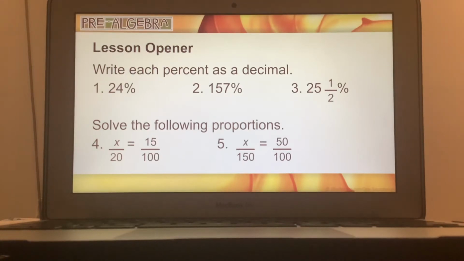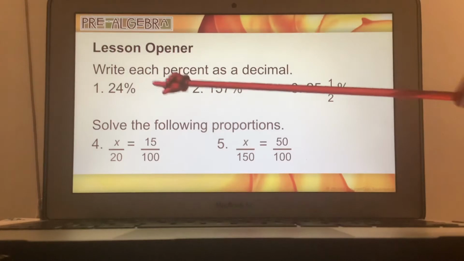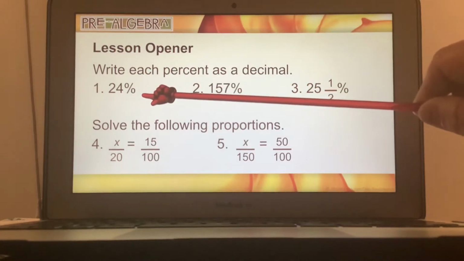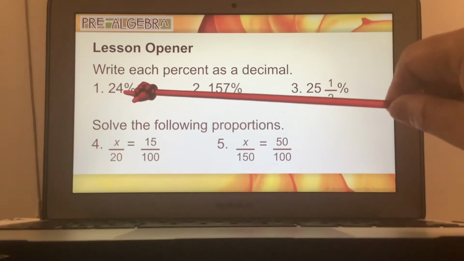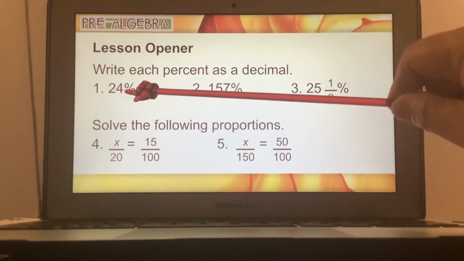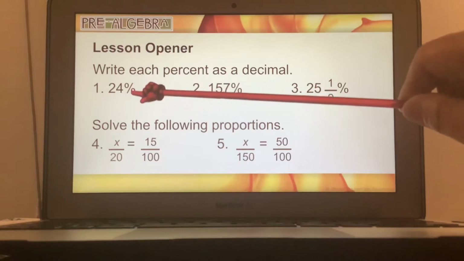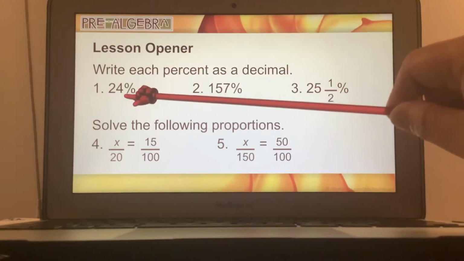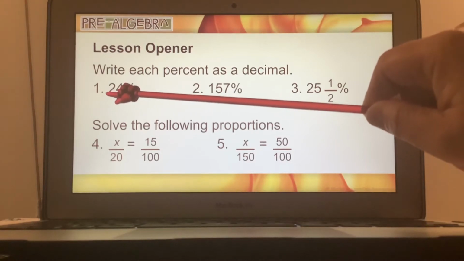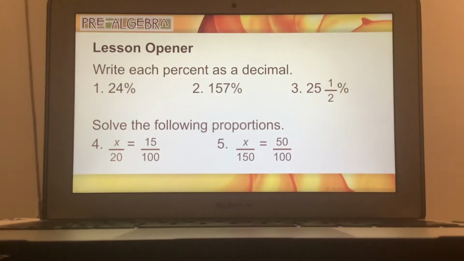We talked about these in the last lesson, 7.1. Let's take, for example, 24%, and we want to convert that into a decimal. Remember, when you have a percent and you want to convert it to a decimal, you're going to move your decimal over 2 places to the left. So then 24% is equal to 0.24.